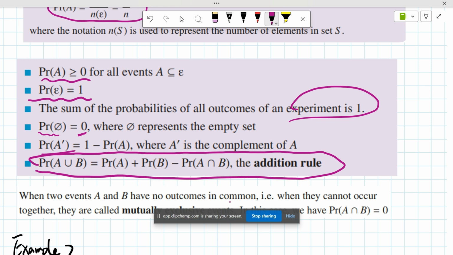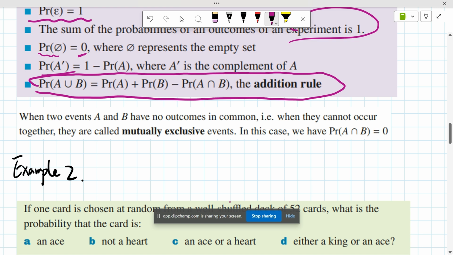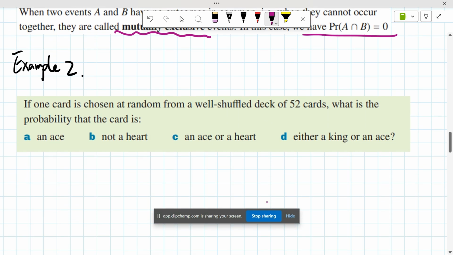So probability of A plus probability of B minus probability of A intersection B is equal to probability of A union B. And we call this no outcomes in common, so they cannot occur together. We call them mutually exclusive. So for example, if we don't have any intersection, that is mutually exclusive.